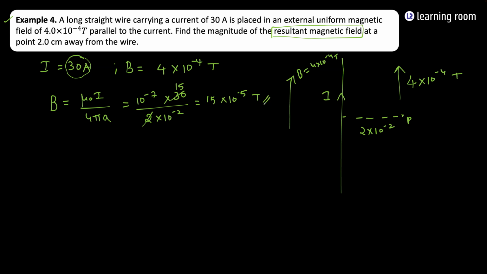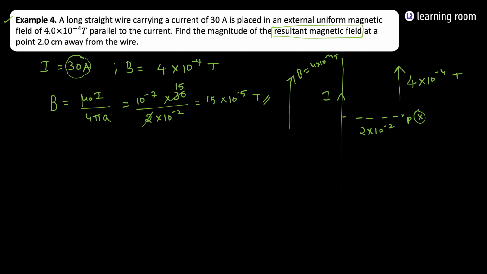Because this 15 into 10 power minus 5 Tesla is generated due to the current carrying conductor. And in what direction is it going to be? In this case, since they didn't mention anything, there is a rough diagram of my assumption. The magnetic field is going to be into the plane. Accepted? Because if this is the direction of current, my finger is placed in the direction of current, curl the fingers, it is going and hitting the plane. So it is into the plane.